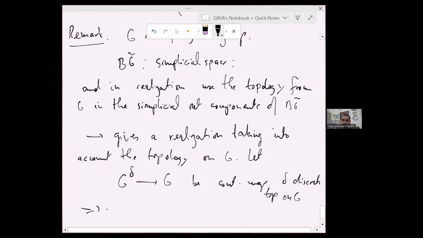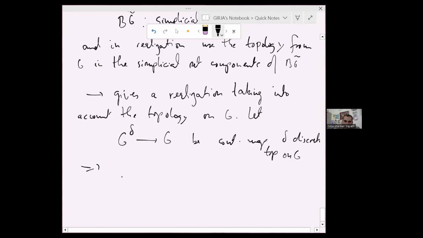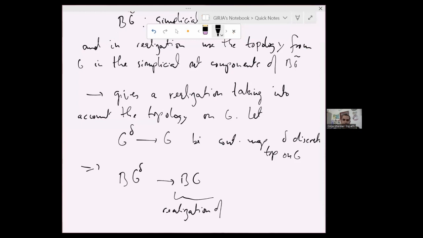And then this will induce a map from BG with delta to BG, where in this BG definition we have taken into account the topology. Realization of a simplicial space instead of a simplicial set. And this one is just the realization of the simplicial set.